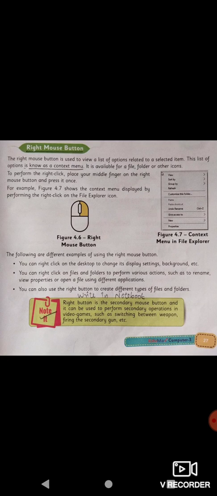Now let us understand the right mouse button. What is the right mouse button used for? Or what does it contain? Let us read. Right mouse button. The right mouse button is used to view a list of options related to a selected item.